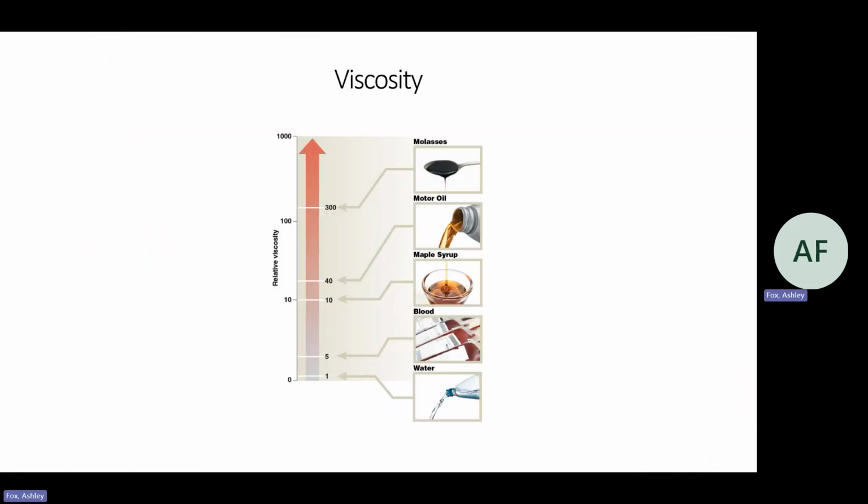So just looking again at viscosity, water, blood is a little bit more, again, 5 times. So if viscosity of water is 1, blood is 5. Obviously, molasses is pretty high.